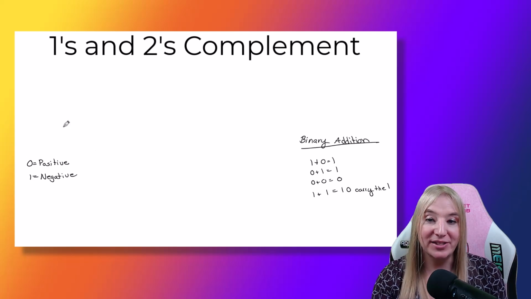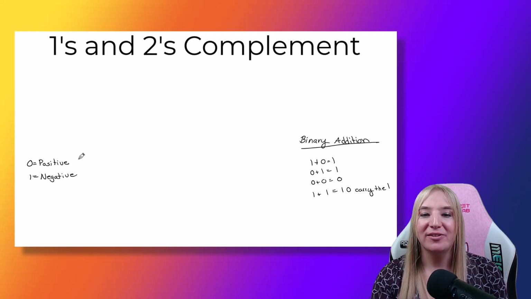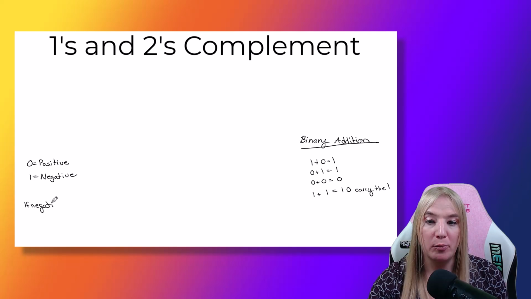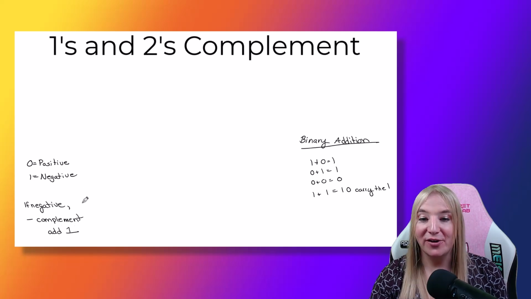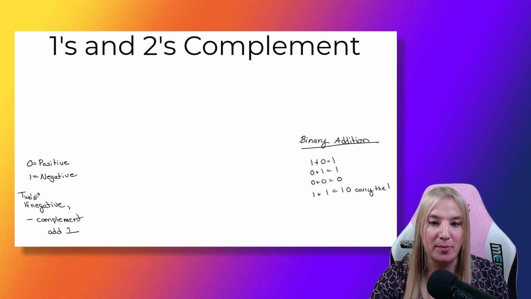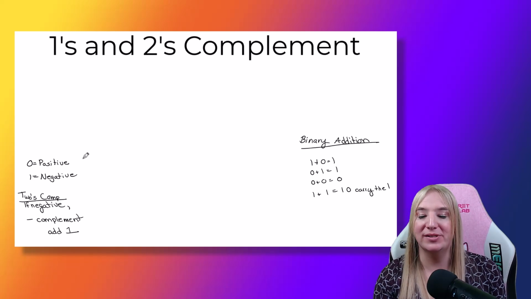In two's complement, a 0 still represents a positive integer, and a 1 still represents a negative number. But there's one extra step: if the number is negative, we complement. The first step will be to complement, or invert, the remaining bits, and then we have to add 1 to it. This is for two's complement, by the way. So this is one of the most popular systems for representing positive and negative numbers.